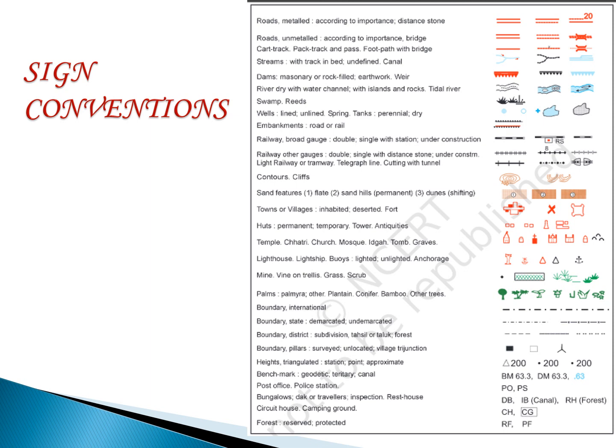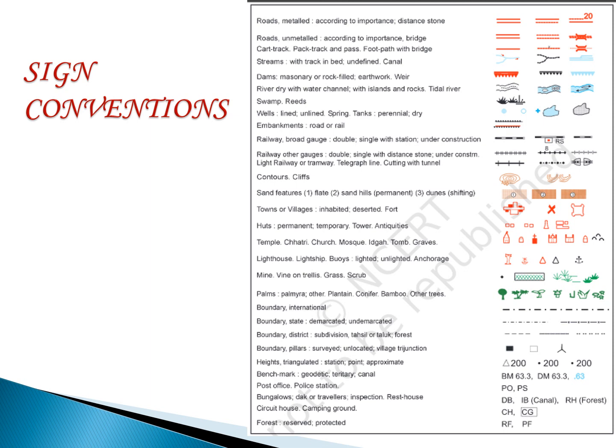Then for streams, that is rivers, different symbols are used here. For canals, weir, dams, Rockfill Dam, Masonry Dam. So all these different types of symbols you can see. For rivers, for trees, what are the different varieties of trees. Then what type of town or village it is. Then huts, for huts and all these types of symbols are used.